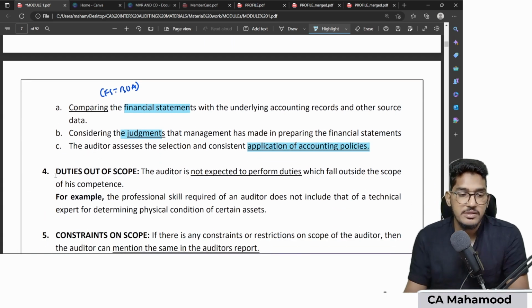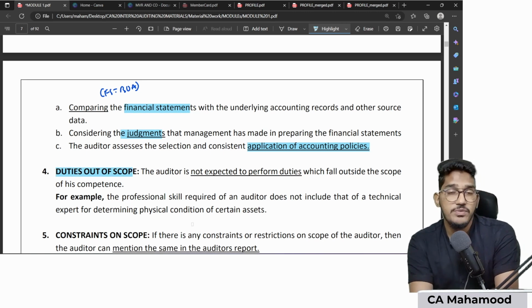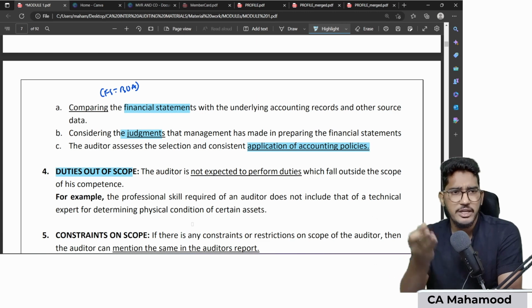Sometimes the client might come to you and ask you to perform some duties which are beyond your scope. For example, you are appointed as auditor of some company. Now one particular client approaches you and says, sir, we have appointed you as an auditor, there is a case pending in the court of law, you fight the case on behalf of us. Are you supposed to do that? Is fighting the case part of your scope? Are you competent to do it?